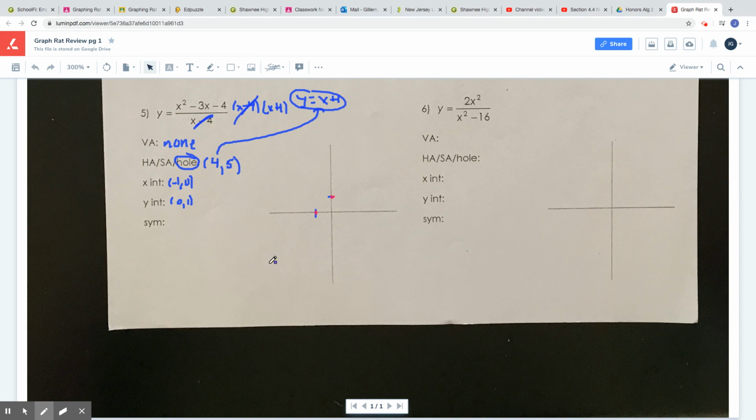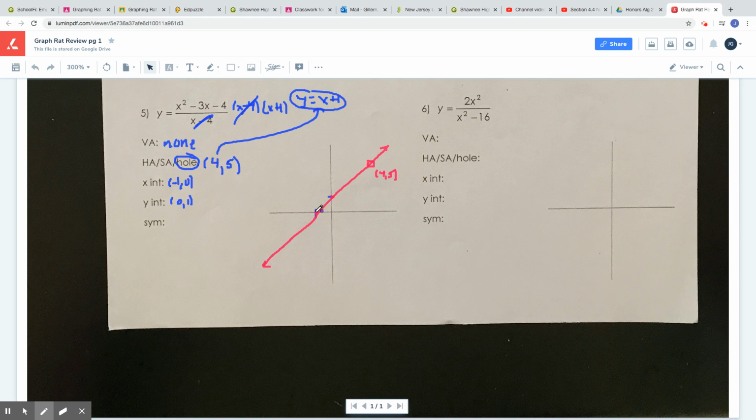Once you have those 2 points, just graph that line. Well, that's not a little straight, sorry. And then where would the hole roughly be? 4, 5, in here somewhere. Draw an open circle, and there's our hole at 4 comma 5.